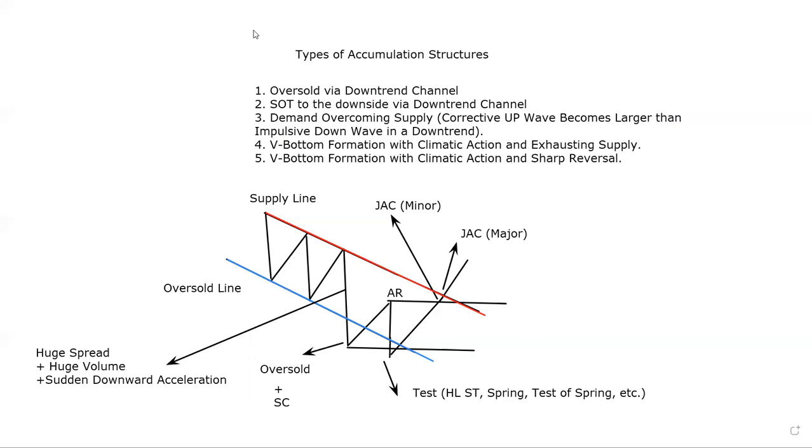So let's suppose we call this bar AI, meaning impulse wave A. Got it? This one is BI, which is impulse wave B. Got it? Hold on.